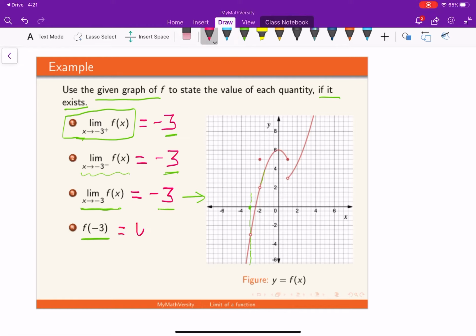You could write down either undefined or does not exist, whatever name you prefer. But I like, if the function is not defined, to write down undefined. Or some people like to write down DNE, just the abbreviated form of does not exist. So it's your choice.